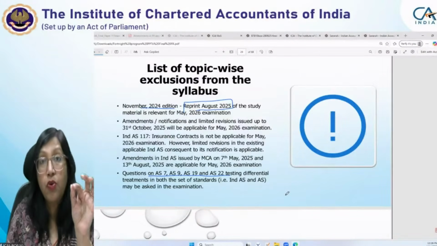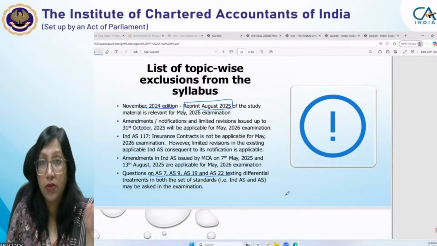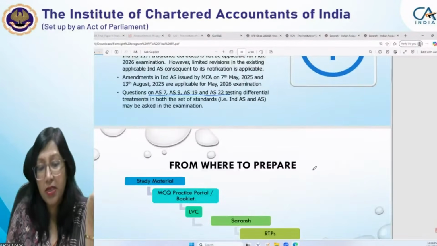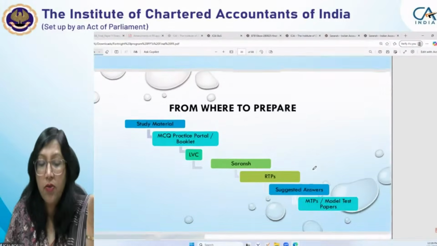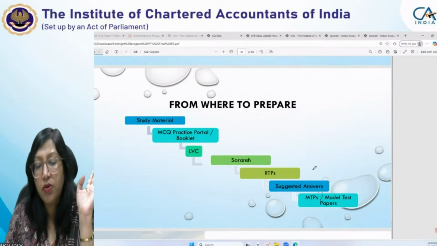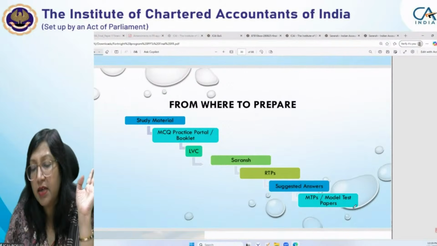In general, no question has been asked till date on this particular point. However, there is a probability because it's an USP, unpredictability, so questions may be asked. How to prepare, where to prepare: study material, MCQ, LVC, Saransh, RTP, suggested answers, and MTPs.